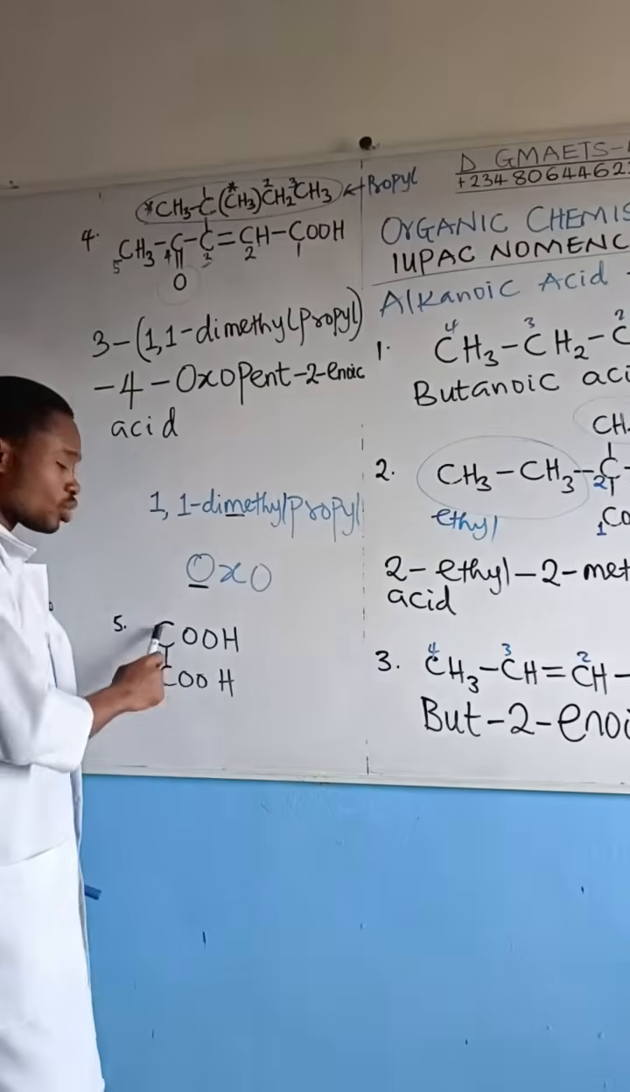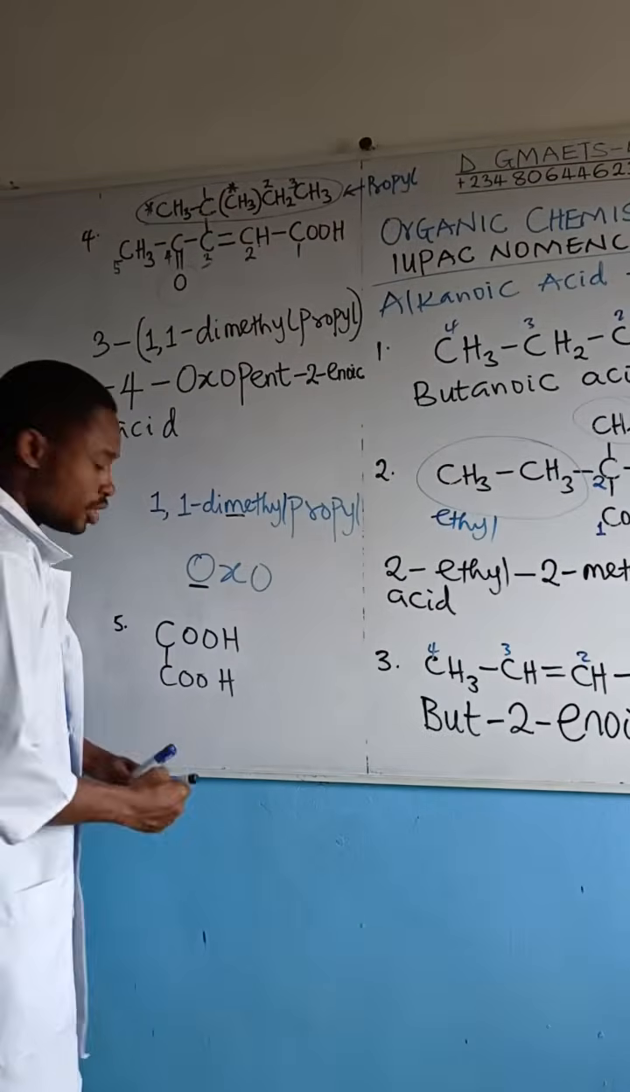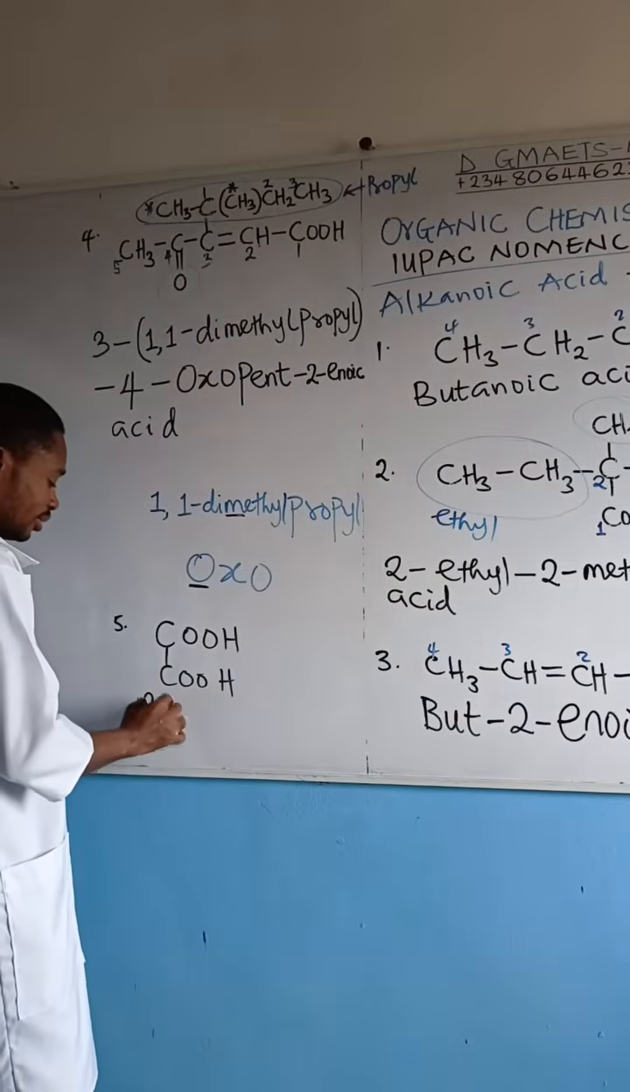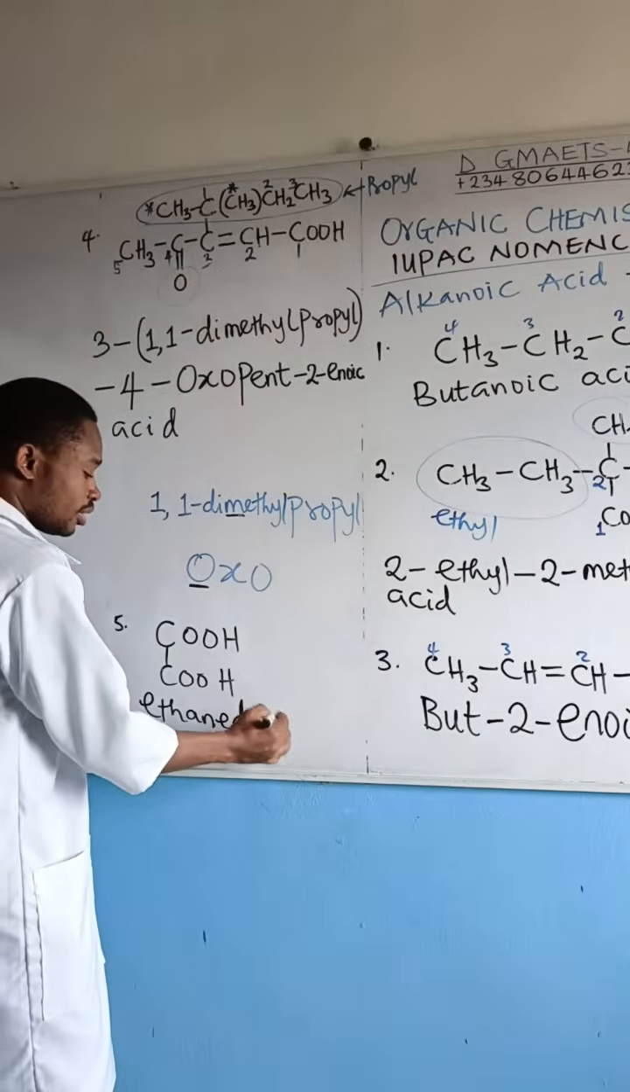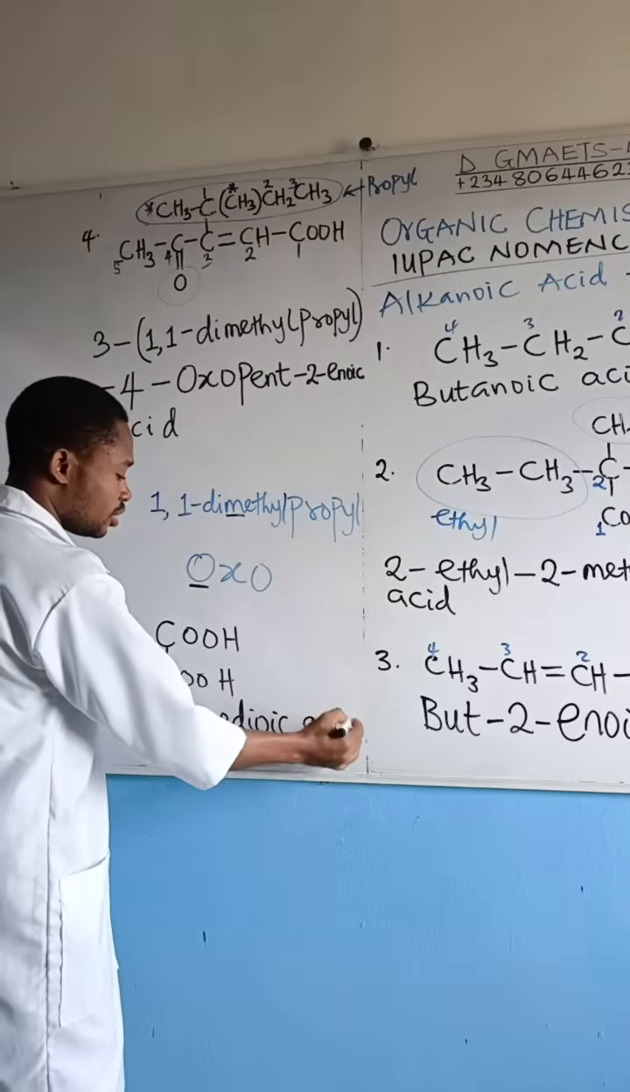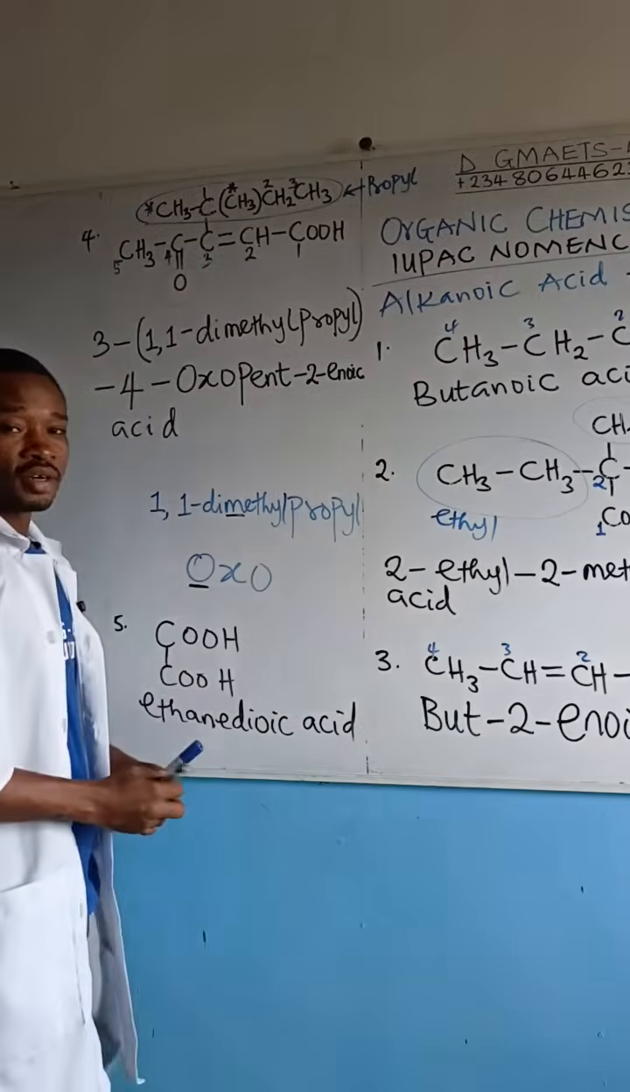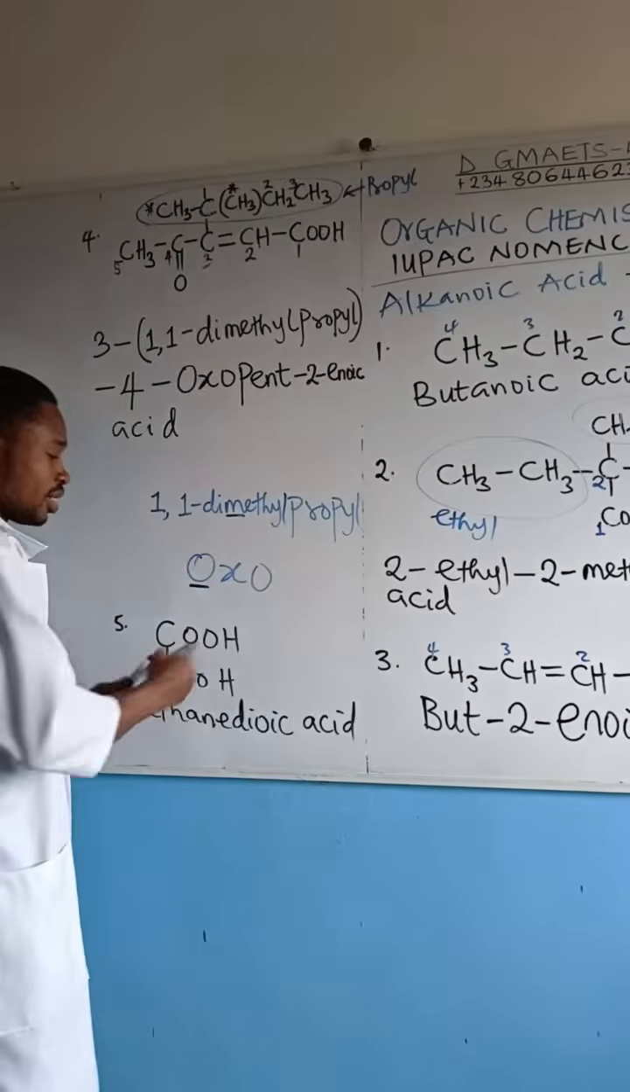So since we have 2 COOH here to be dioic, and then remember, I have 2 carbons going to ethane. So this is ethane dioic acid. Ethane dioic acid. That's the way you name this. Is that okay?